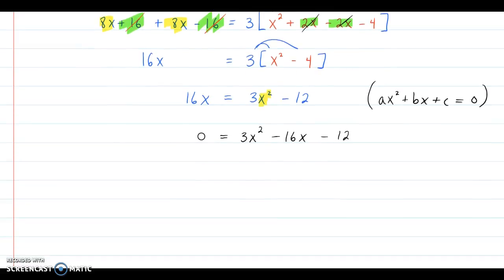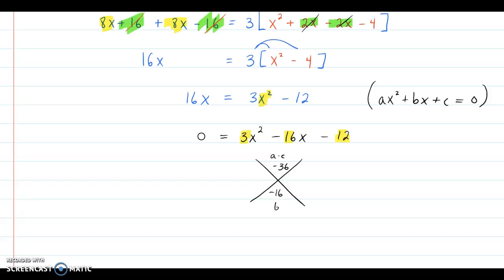Now, before you start, you want to look at all your coefficients here. I notice I have a 3, 16, and 12. To factor this, we're going to use the technique that we learned in class, the zero factor property. So let's try and factor this out. Again, a times c, in our case, is negative 36. And then b goes down here at the bottom, and that's going to be a negative 16.